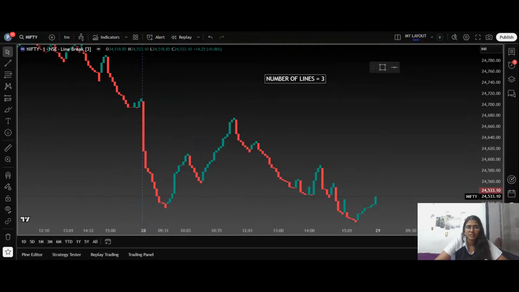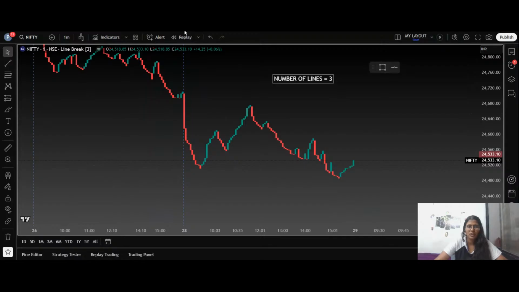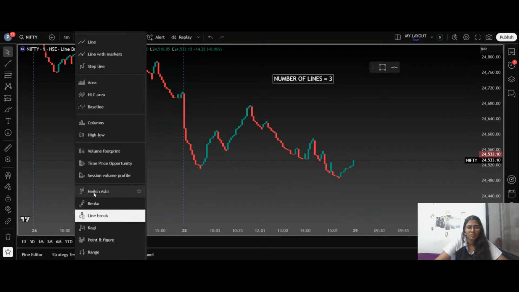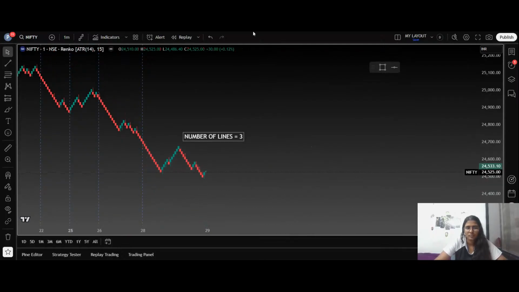Hope both these charts are very much clear to you. This is the line break chart, and what we studied earlier is nothing but the Renko chart. Today we covered two types of charts. In the next video, we're going to cover the Kagi chart, point and figure chart, and two or three other charts that are remaining.